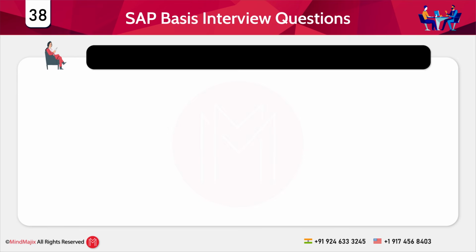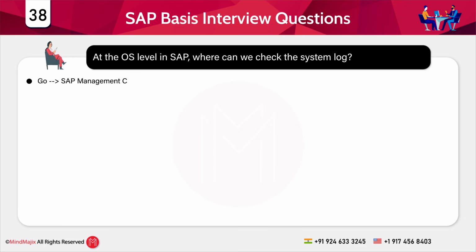The next question is, at the OS level in SAP, where can we check the system log? There are a few steps that you must follow. First, you have to go to SAP Management Console, and after this, you have to search for system logs under the SID, and here you can check the directory, as you can see here, which is usr, sap, system, and logs. Under this directory, you will be able to check the system log.